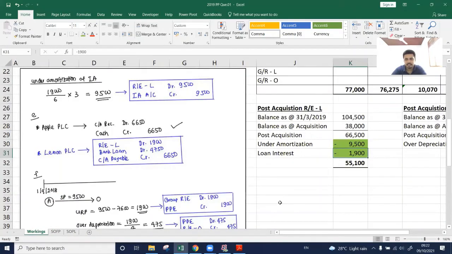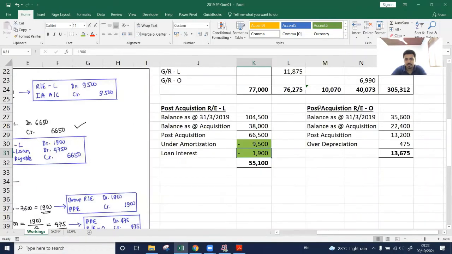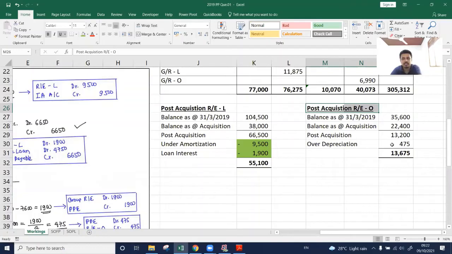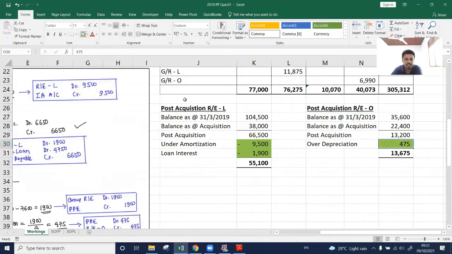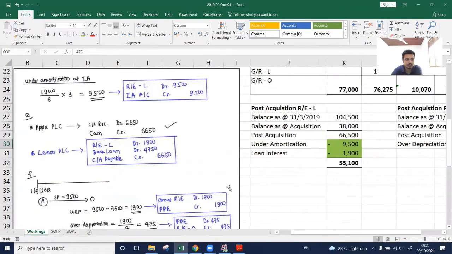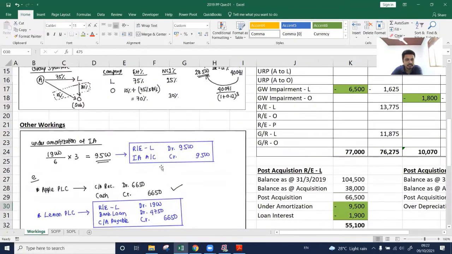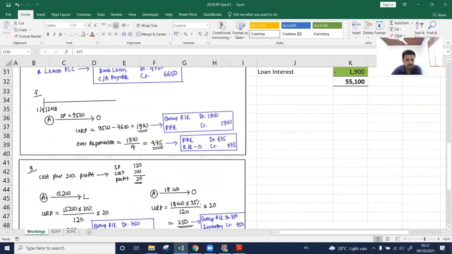What else? With respect to post acquisition of Orange PLC, we have an over depreciation value of 475. See here, 475. When was the transaction date?